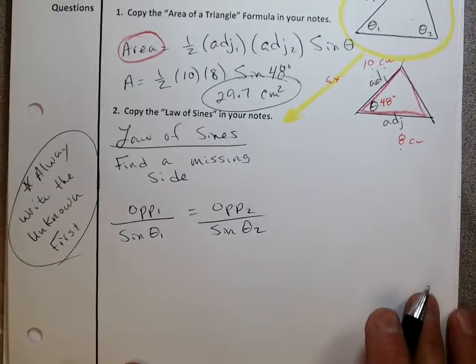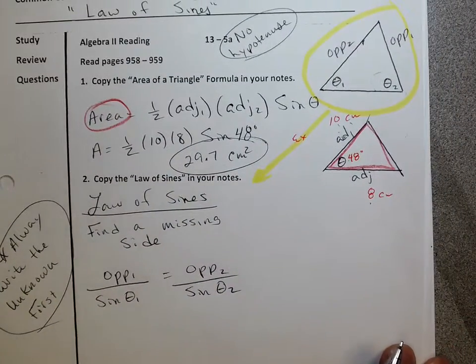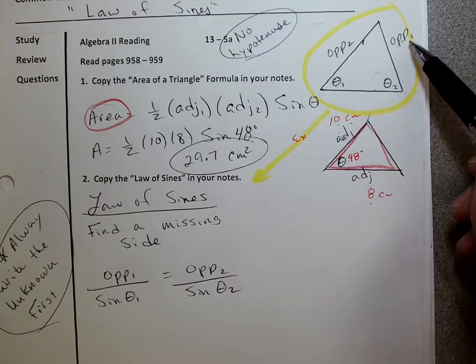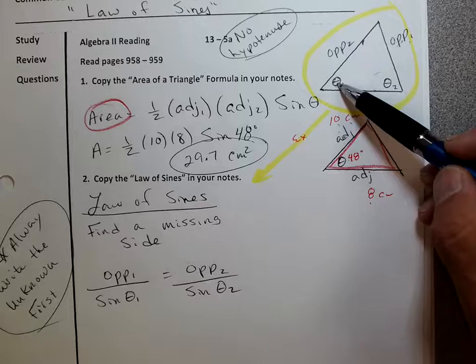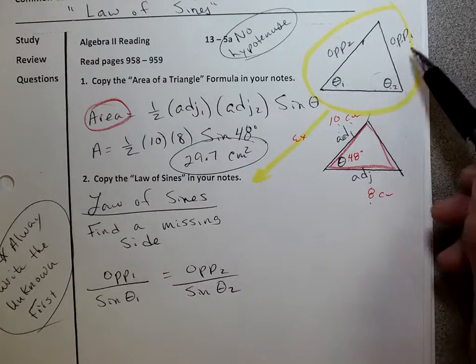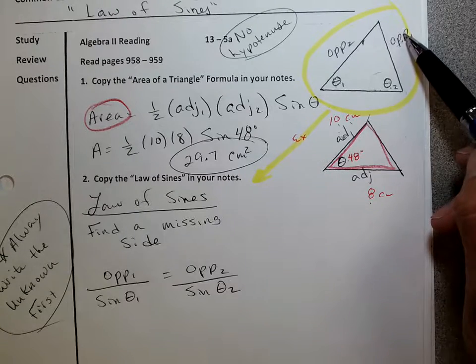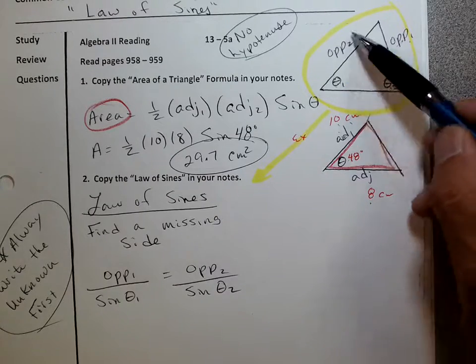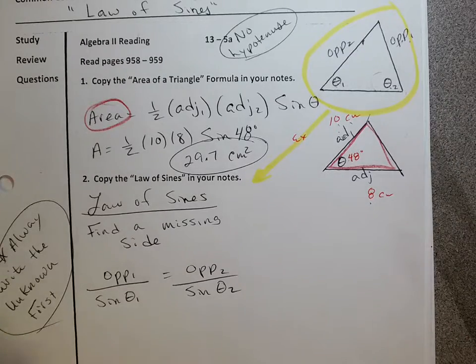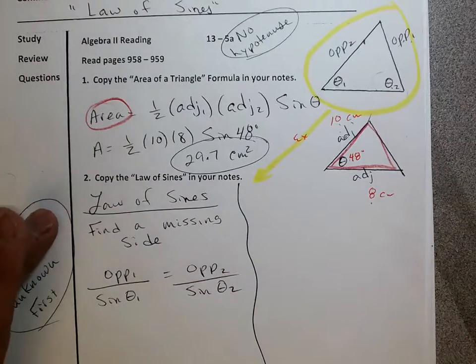For example, if I know these two sides, I could set up this side over the sine of its angle equal to this side over the sine of its angle. I'd set up just a little ratio. Let's say this side is 10 over the sine of this angle, which equals this side over the sine of this angle. That's all you do. Then you cross multiply and solve. We're going to do these in the notes.